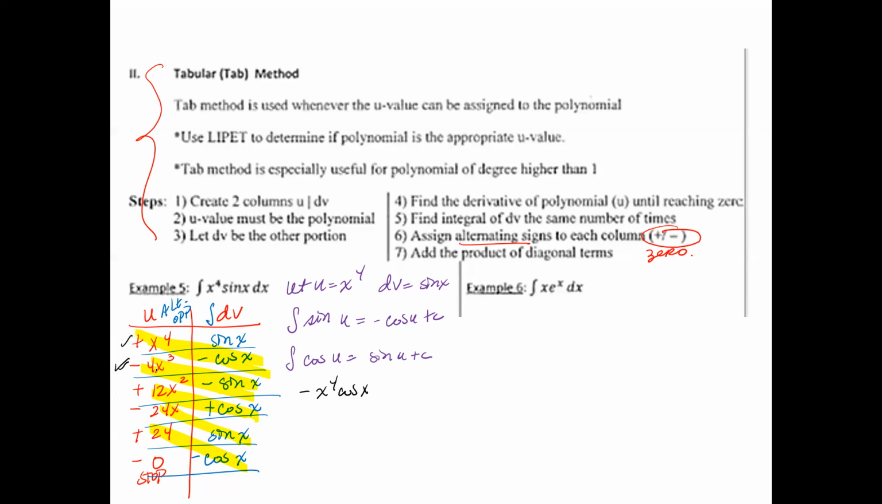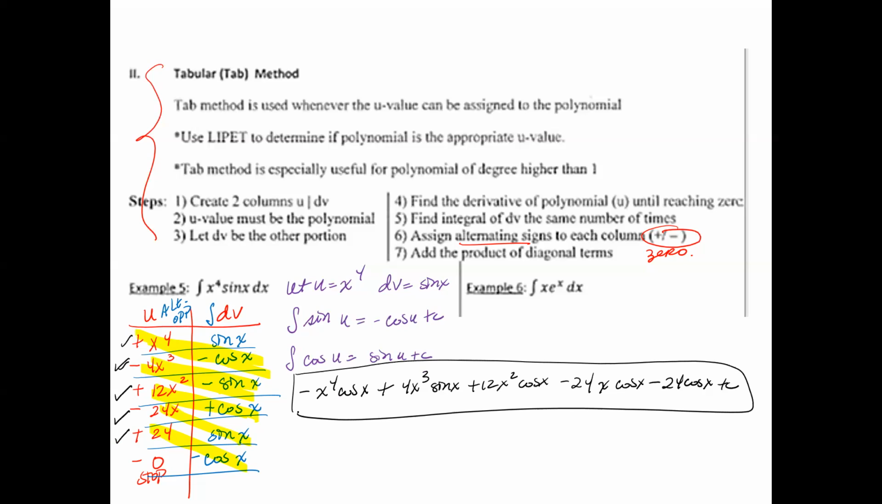Second one, negative 4x cubed times negative sine x is going to give me a positive 4x cubed sine x. Third diagonal, 12x squared times cosine x is a positive 12x squared cosine x. Fourth one, negative 24x times sine x is a negative 24x cosine x. Fifth one, 24x times negative cosine x is a negative 24 cosine x. Plus C. And it is integration by parts with tabular method. And so this right here is your answer. I know it's a very long answer.